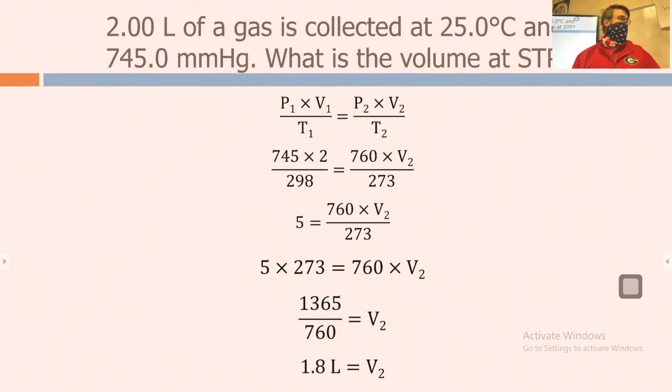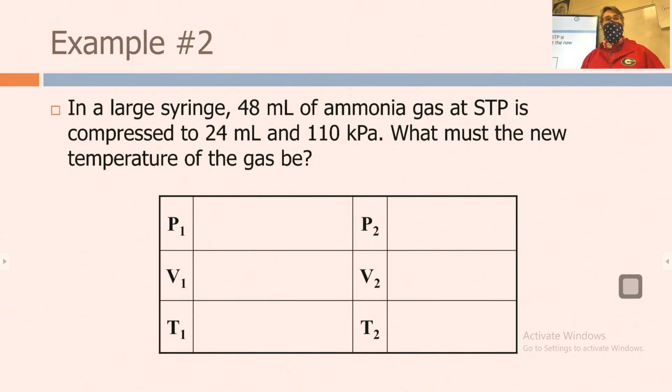You just got to plug it in, right? You just got to pick out the variables. There's five there. It's just more variables. Just two more variables. Okay. Let's move on. Next problem.